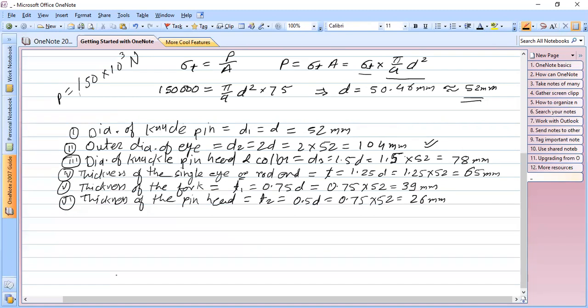Is it okay? Now we'll come for the... Sir, 0.75 into 52 does not give 26, sir, it gives 39. Okay, okay, one minute, there was a mistake here. One minute. Thank you. It is 0.5 into 52, which is equal to 26 mm. Thank you. Yes sir.